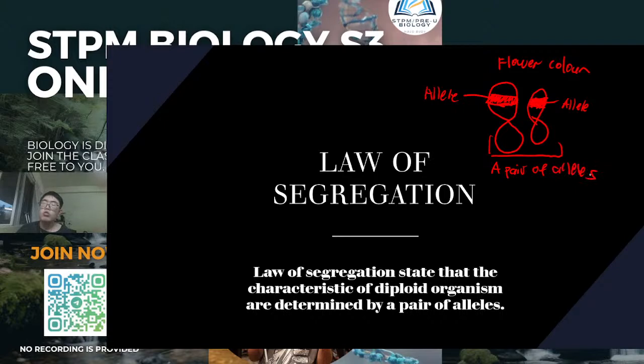This is what he concluded as the law of segregation. We have a pair of chromosomes, a pair of genes, and each gene contains alleles, and these two alleles control or determine our characteristic. This is the conclusion he made at that time about the law of segregation, and we can apply it until now.